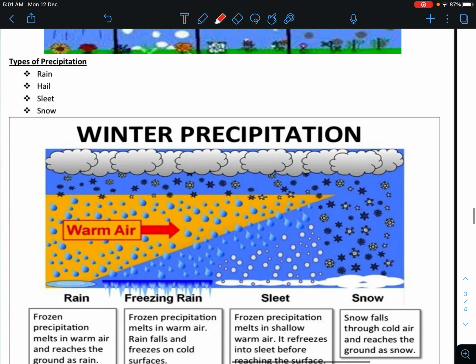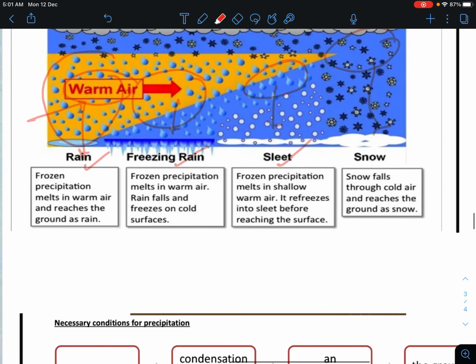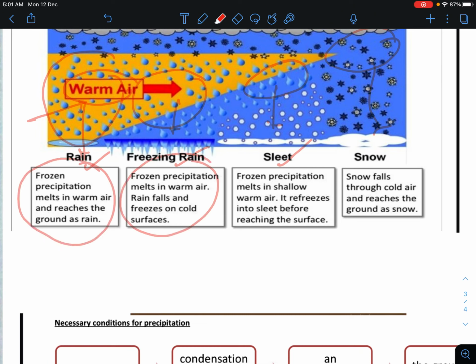Okay, you can see the winter precipitations. Now this is a warm air, and this is a cold air. If it is warm air, then in this condition the product of condensation is going to release as water, as rain. In this condition it is going to release as freezing rain, in this condition as sleet, and the last one as snow. So one by one we will go through this. What is rain? Frozen particles or frozen precipitates melt into water in warm air and reach the ground as rain. And in this condition, frozen precipitation melts in warm air, and the rain falls and freezes on a cool surface. If the rain falls here, it again freezes on the cool surface.